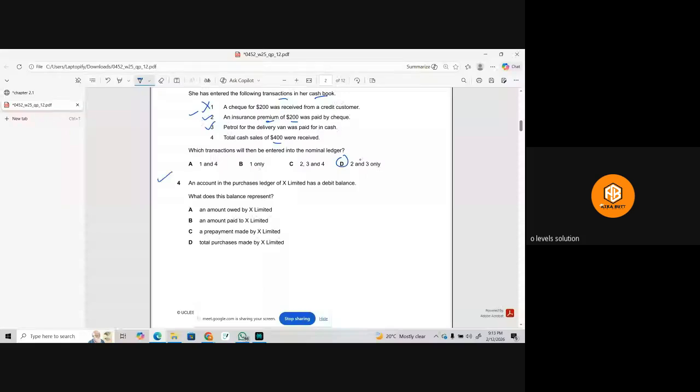Next question is that an account in the purchase ledger of X Limited has a debit balance. Okay, so what does this balance represent? A is an amount owed by X Limited. So this would be a credit balance, not a debit balance. That's why this is not right. B is an amount paid to X Limited. So the supplier pays X Limited, not correct here. So it's again not the right option.